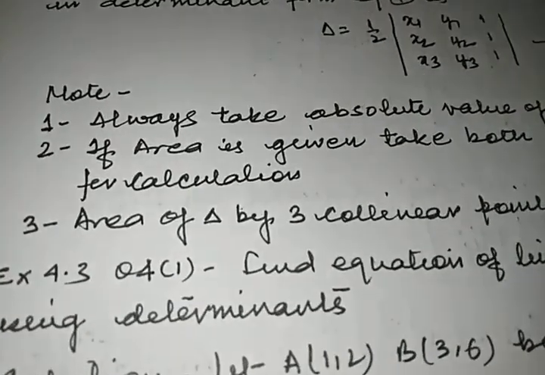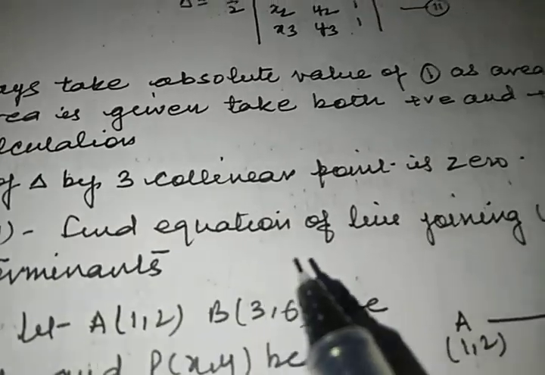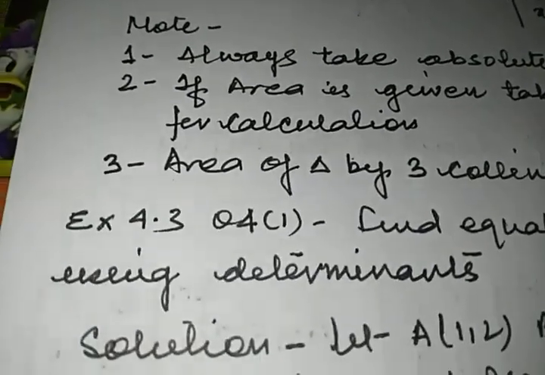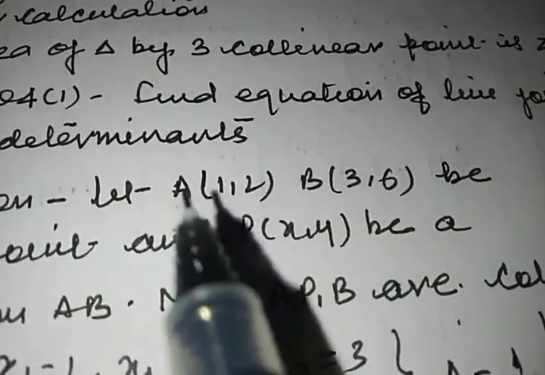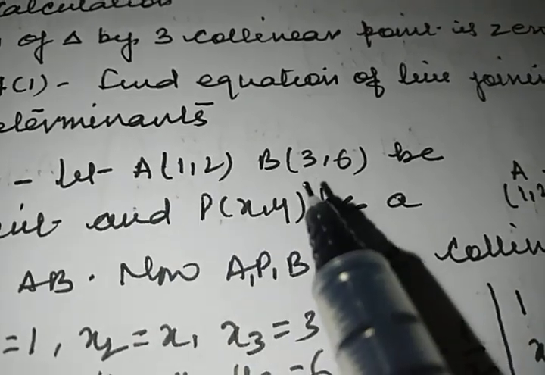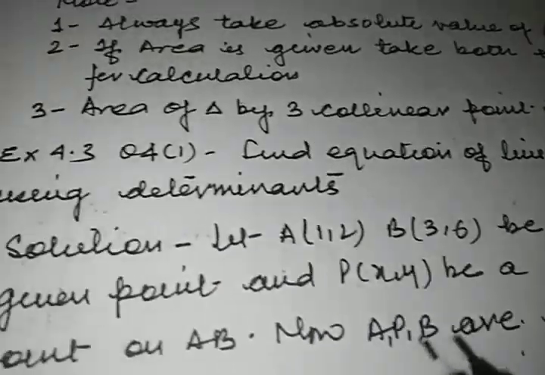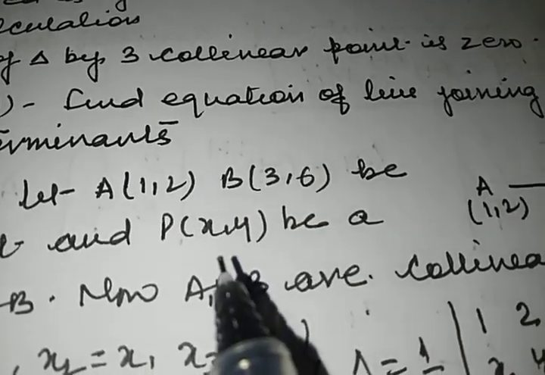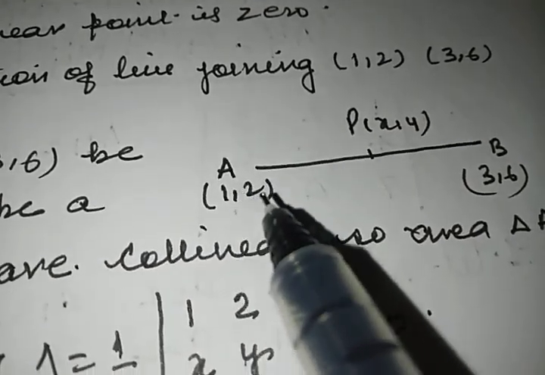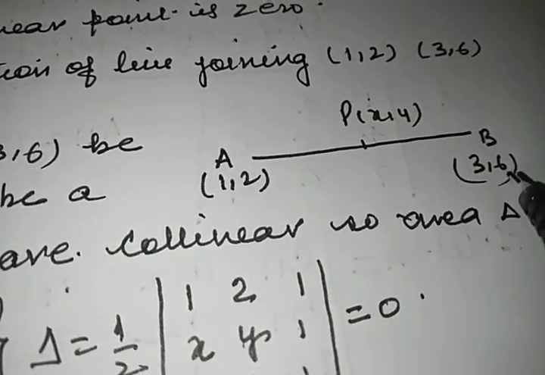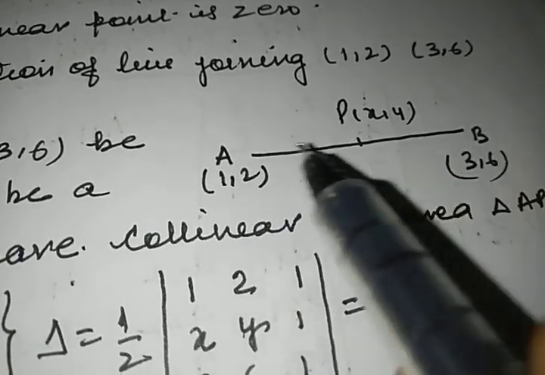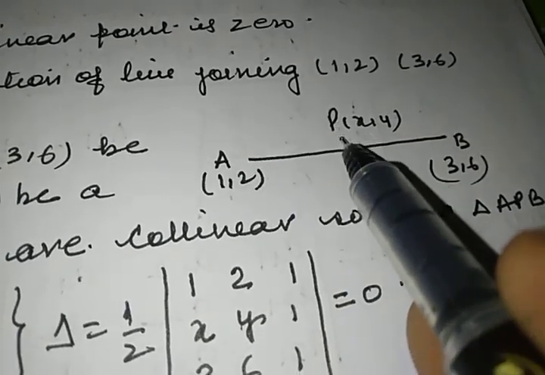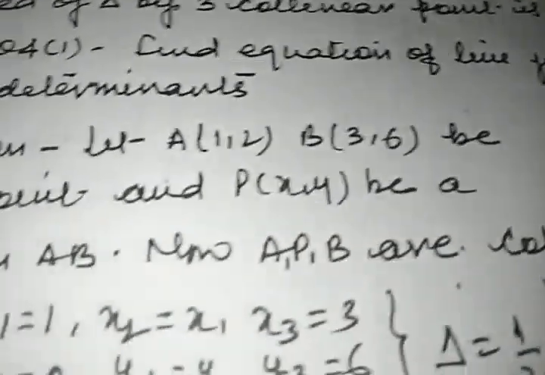Now see, one question is there from 4.3. Find equation of line joining 1, 2 and 3, 6 using determinant. So this is given, A is equal to 1, 2, B is equal to 3, 6. There are the 2 points, and P(x, y) I have taken as a point on the line itself. So this is the diagram. A is 1, 2, P is x, y here, B is 3, 6 here. So now you see A, P, B are collinear. So area of triangle by using 3 points will be equal to 0. So that we have used here.